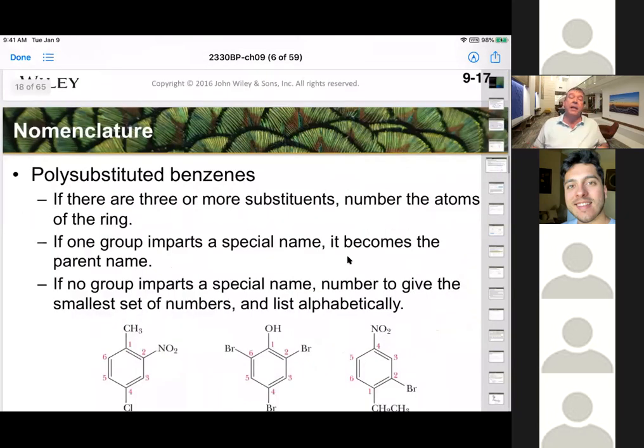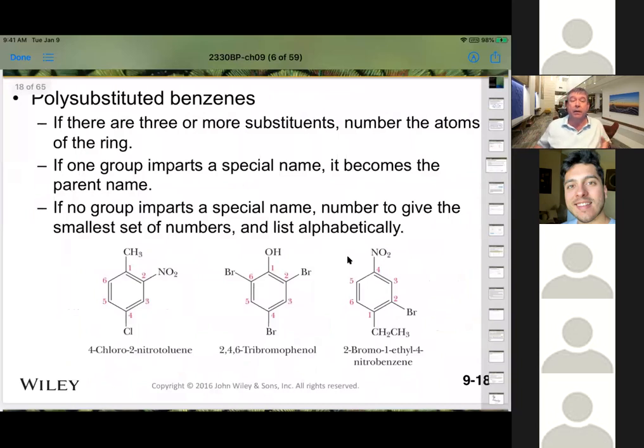Okay, now once we get beyond that, we can't use the ortho, meta, para anymore. Once we have three or more substituents, we go back to naming it almost the same way as our systematic name. We find the primary group, the group that names the compound, and that always is number one. And then you try to find the lowest numbers possible, and then list them in alphabetical order. So our rules change once we get to that three.